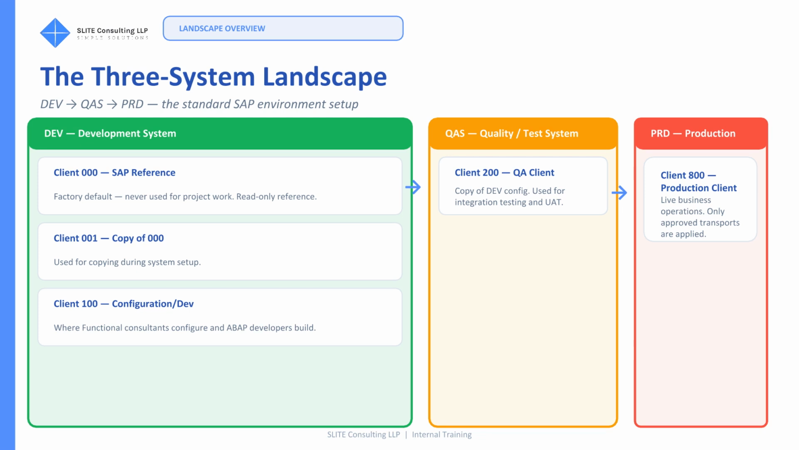Within each system, specific clients serve specific purposes. In DEV, Client 000 is the SAP factory default, read-only reference. Client 100 is where active development and configuration take place. In QUS, Client 200 is where testing happens. In PRD, Client 800 is the live business client. Your exact client numbers will differ per project. Always confirm with the basis team.